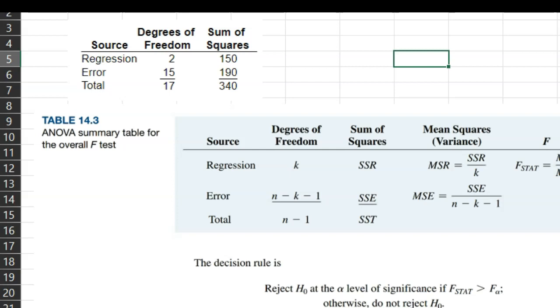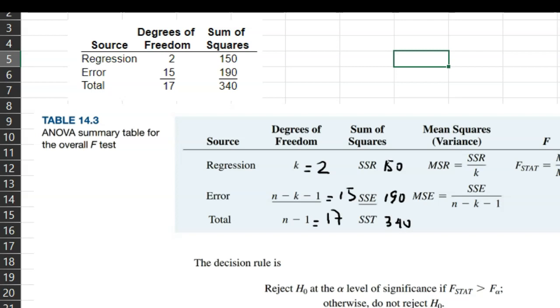So the degree of freedom, for instance 2, is this number k. So k is going to be 2. The 15 is actually n minus k minus 1. And n minus 1 is going to be 17. The SSR is going to be 150. The SSE is going to be 190. And SST, the sum of squares total, is going to be 340.